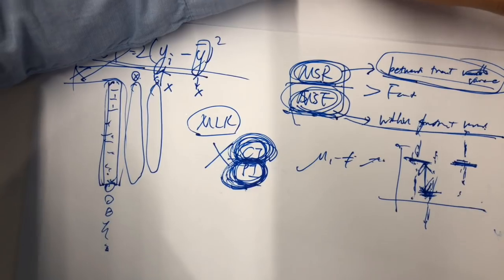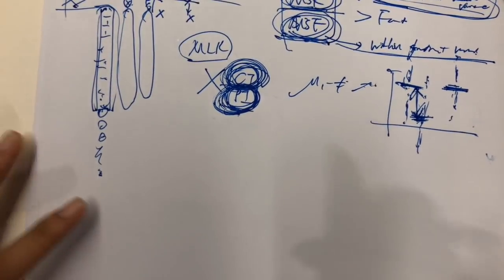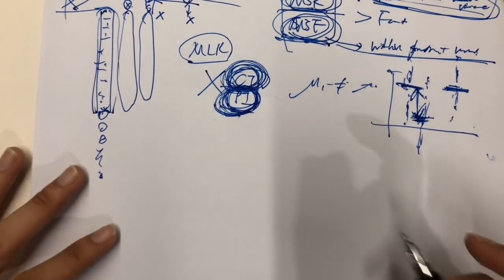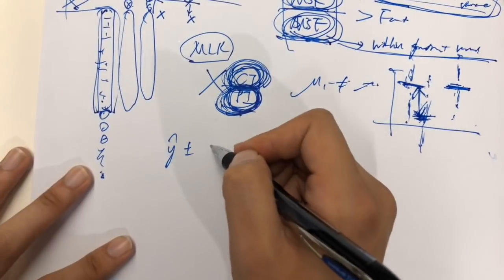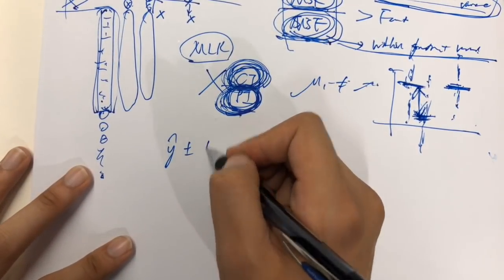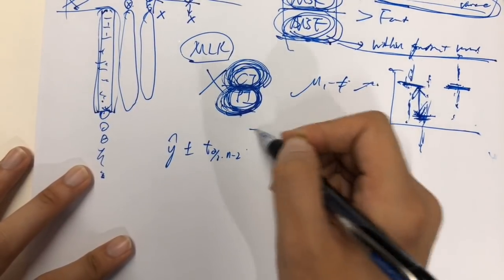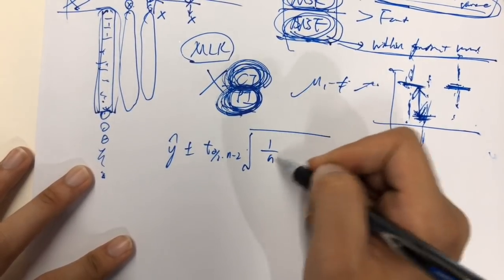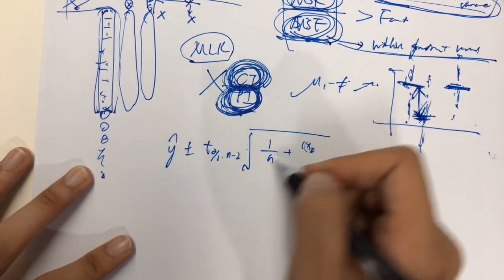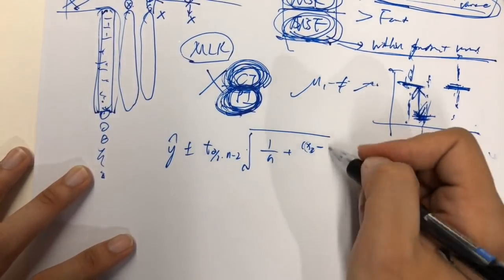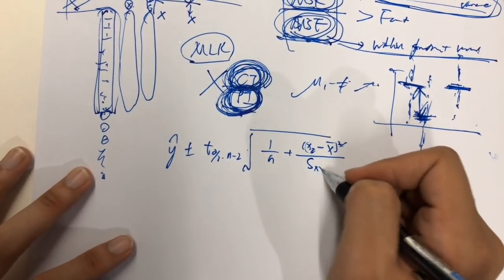How come CI and PI formulas look the same? Yes, they look the same. The only difference is that it's y hat plus or minus t half alpha with n minus 2 times the square root of 1 over n plus x, this is your x you want to input, minus x bar squared, divided by Sxx.